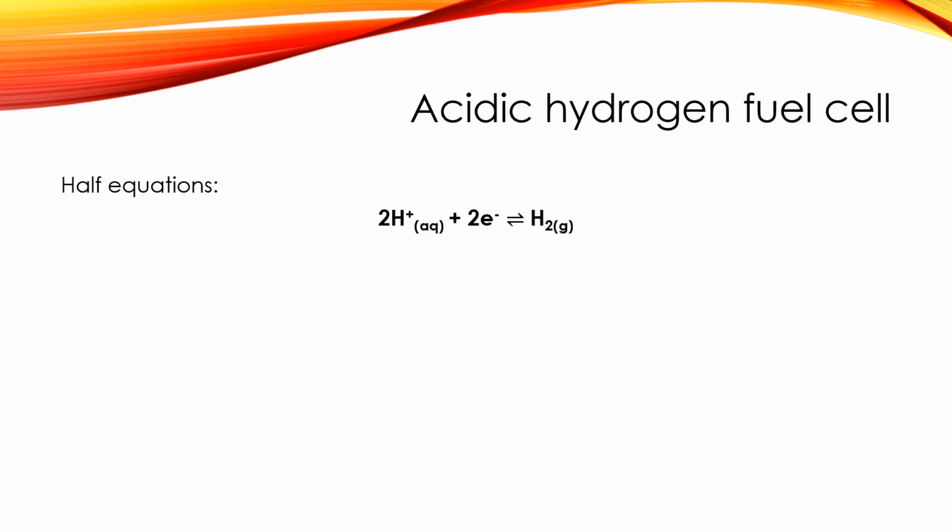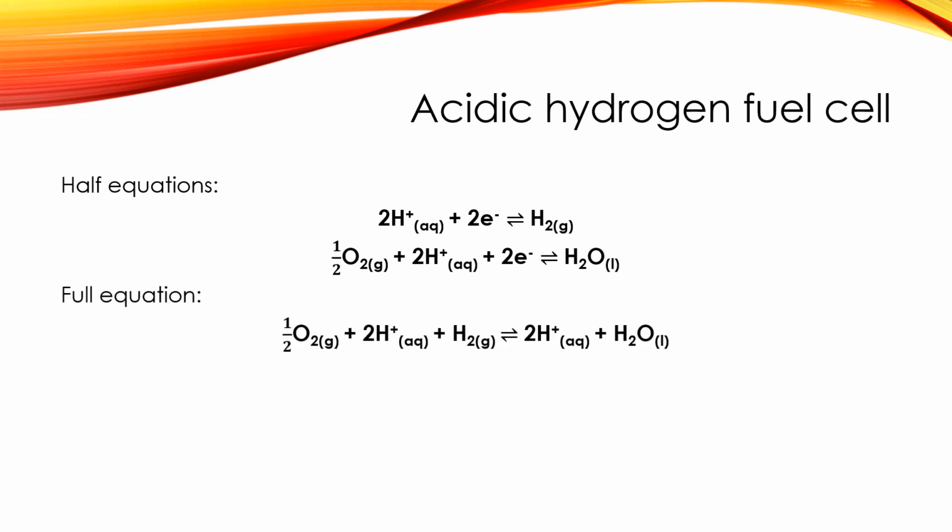So the half equations are now 2H+ plus 2 electrons going to H2, half O2 plus 2H+ plus 2 electrons going to H2O. Now if we do the same thing, if we flip the top equation and add the two equations together, we now have this: half O2 plus 2H+ plus H2 going to 2H+ plus H2O. Now as we can see, once again, the 2H+ cancels out, giving us the same overall equation, a half O2 plus H2 going to H2O.